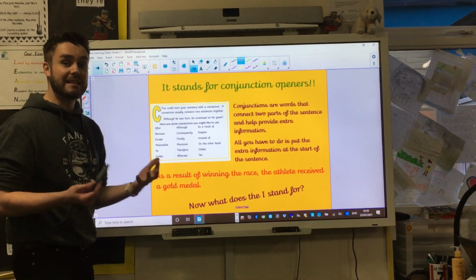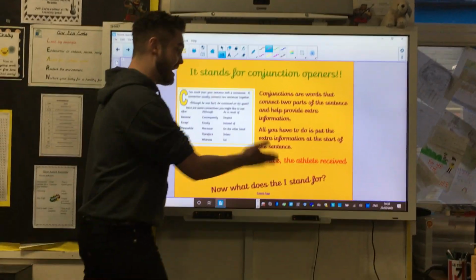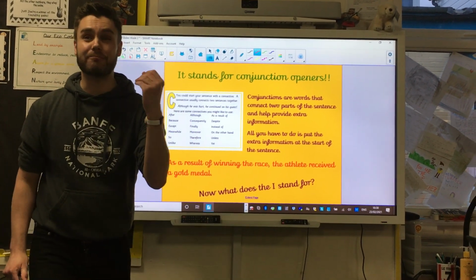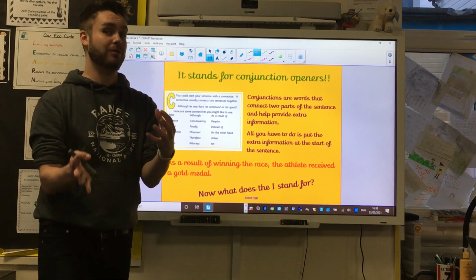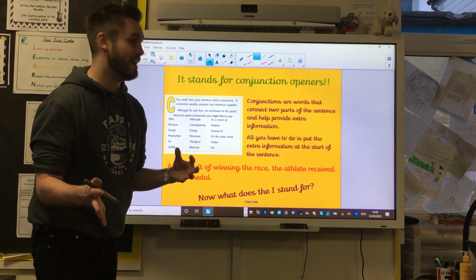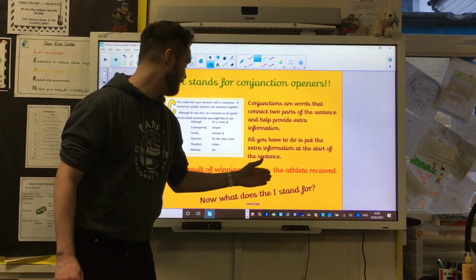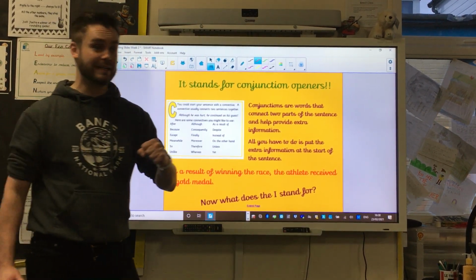Now, this would work in the other order too. You could easily write the athlete received the gold medal as a result of winning the race. That's the extra bit of information. That is your subordinate clause, if you remember that from last term. But all we've done here is bring it to the front of the sentence and follow it with a comma. That's all you need to do with that.